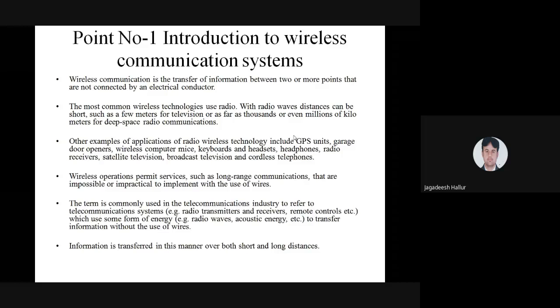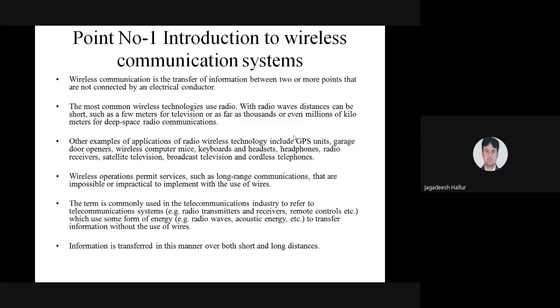They will be moving to wireless operations. It is mainly used in the telecommunication industries, which have to use more wireless communications. For example, radio transmitters, when you are hearing the FM, that is wireless. Radio transmitters and receivers and remote controls are some of the examples used in industries.